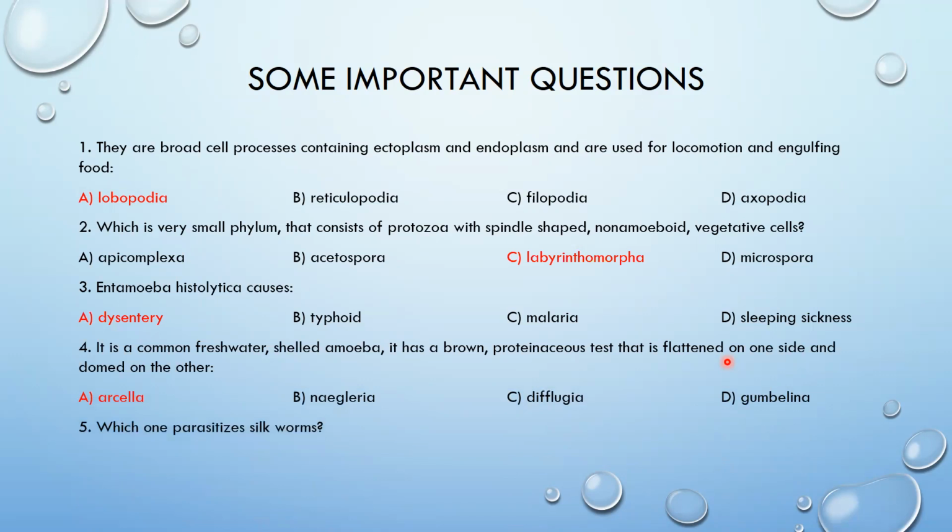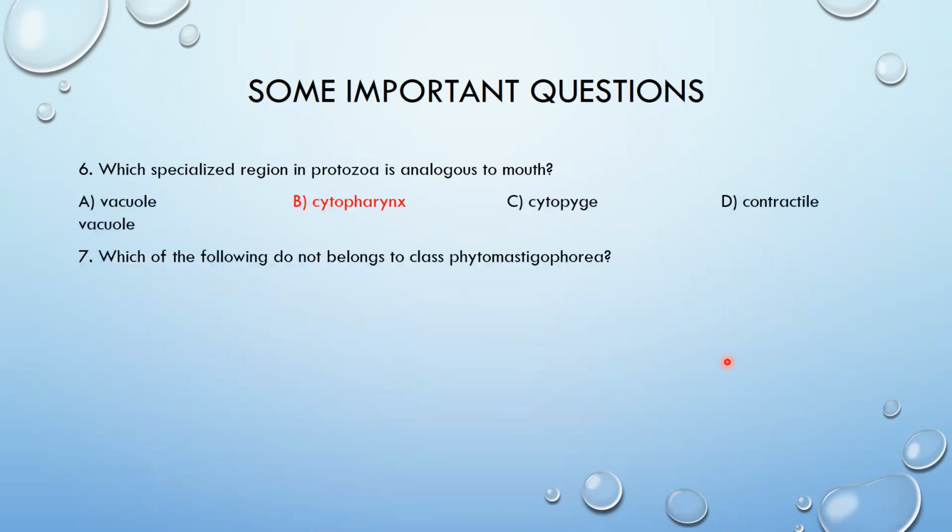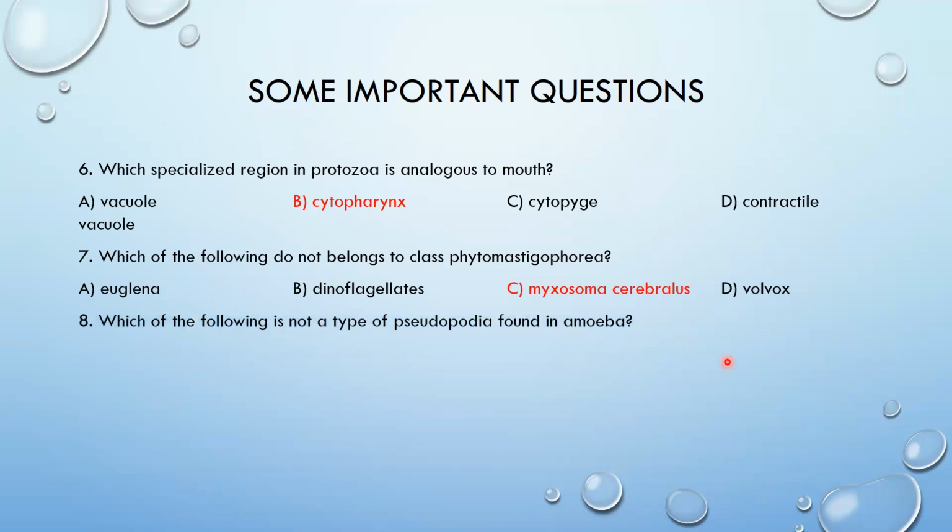Number 5, which one parasitizes silkworm? So this one is the Nosema bombycis. Number 6, which specialized region in the protozoa is analogous to mouth? So that one is the cytopharynx. Number 7, which of the following does not belong to the class PHYTOMASTIGOPHORA? So this one is Myxosoma cerebralis, because the volvox, dinoflagellates, and the euglena, all of these are phytomastigophorians. Number 8, which of the following is not a type of the pseudopodia found in the amoeba? So this one is the Lophopodia. That one is not a type of the pseudopodia.